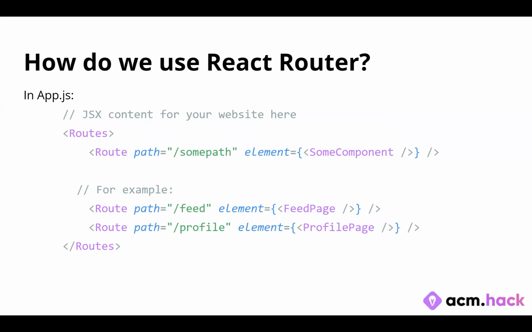All right, so how do we actually use React Router? In app.js, for example, we can have a section that defines our routes. Notice how we have routes as a component, and then we're defining each individual route. So for example, this one is some path, and then we have feed, and then we have profile. Notice how the path prop is the path that we want to give, and the element prop is where we're passing in some components. That is essentially how it works. So we've defined 3 paths: some path, feed, and profile that will be used later on in our app.